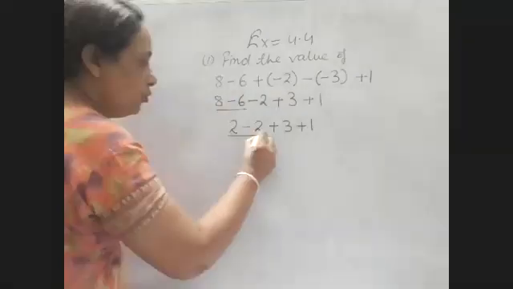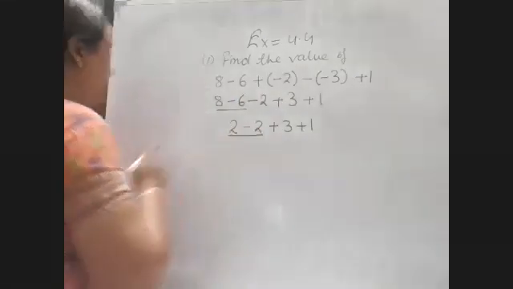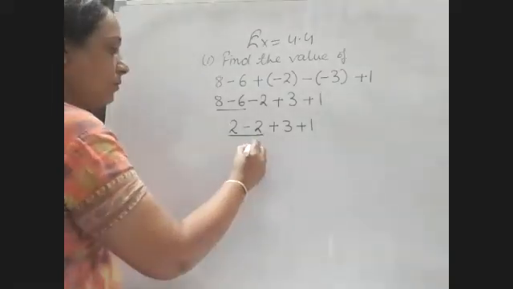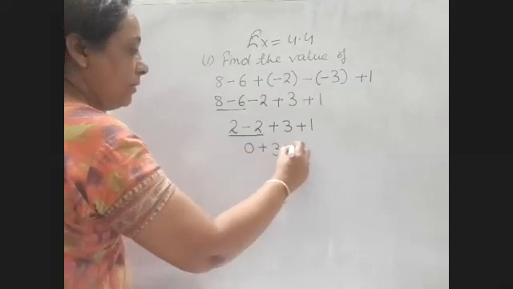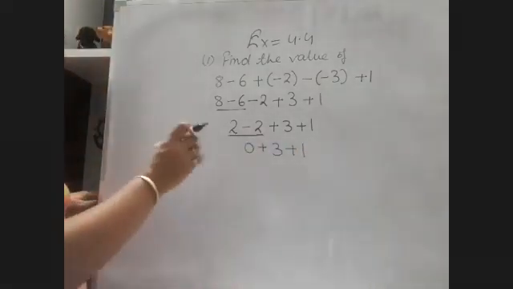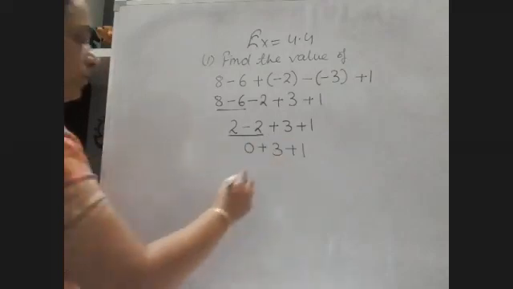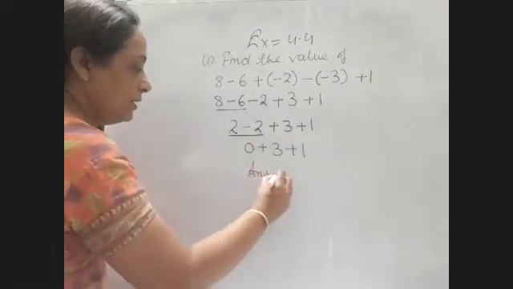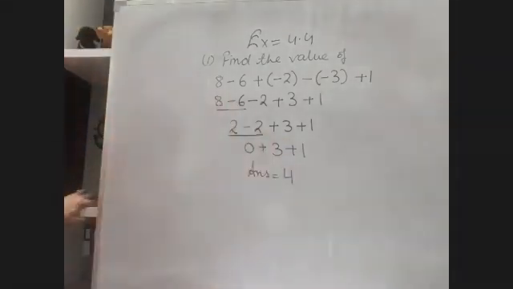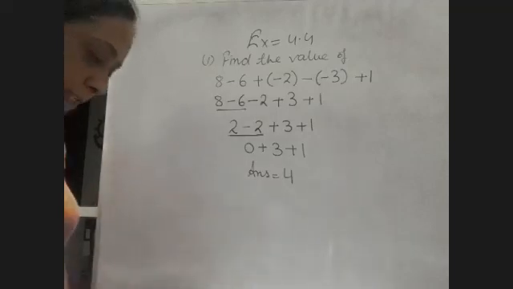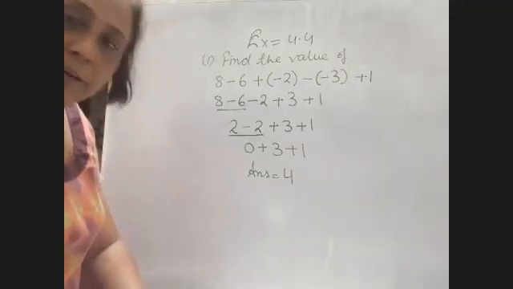Now next, 2 minus 2. Next step, 2 minus 2 is 0, plus 3 plus 1. Now all are positive integers, 3 plus 1 is 4. So your answer is 4. Clear, students? So this is the first part of question number 3. Next is the third question, second part.